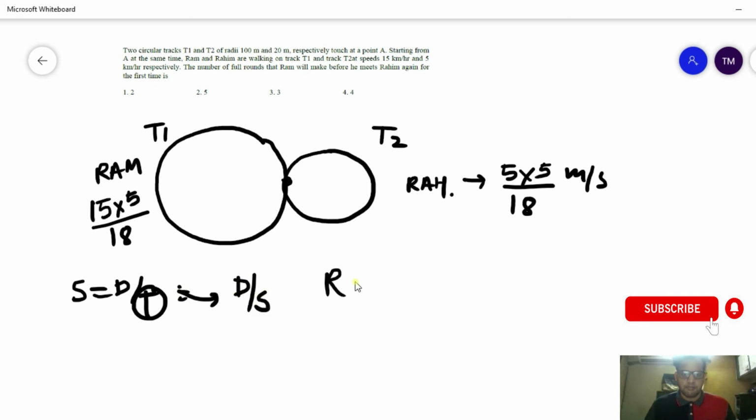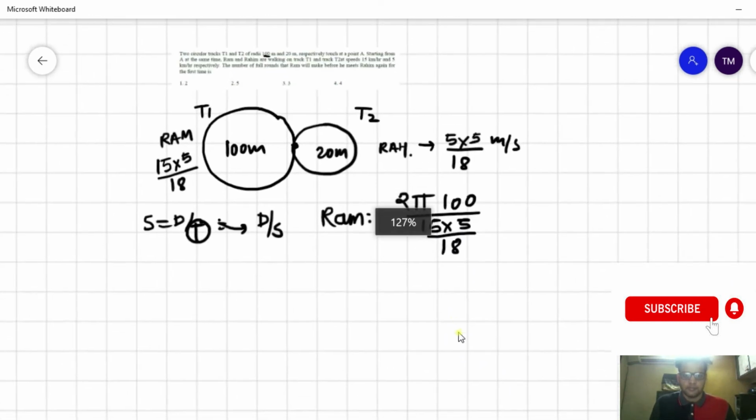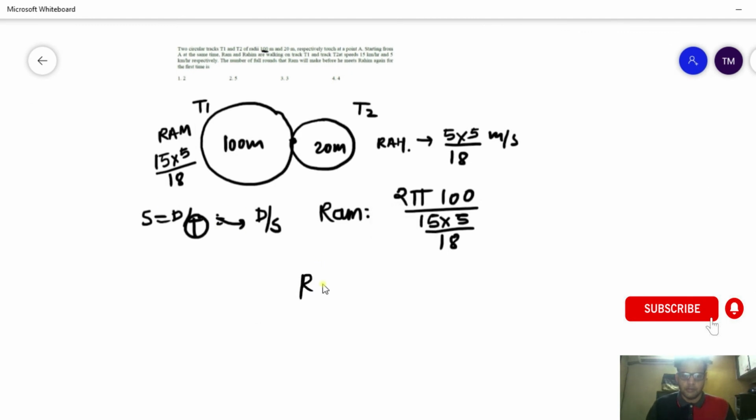So for Ram, distance is 2 pi r. The radii are given, right? The radius is 100 meter and 20 meter. So for Ram, the time is 2 pi r upon its speed. Speed is 15 into 5 by 18. And Rahim, so Rahim will take 2 pi into 20 divided by 5 into 5 by 18.